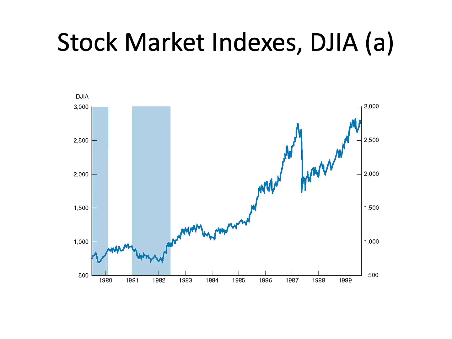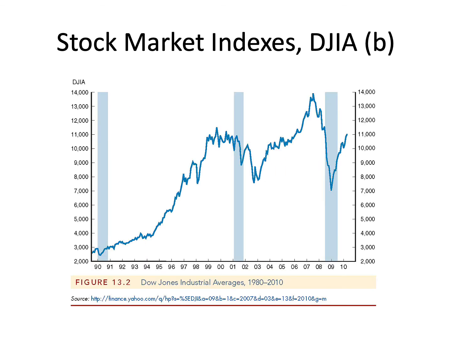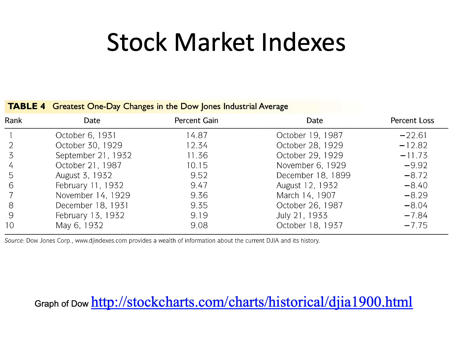Here we have the Dow Jones over that period. And another on the Dow Jones. And here's just some dates for different time periods, showing gains and losses in particular periods. October 1987, a 23% loss.